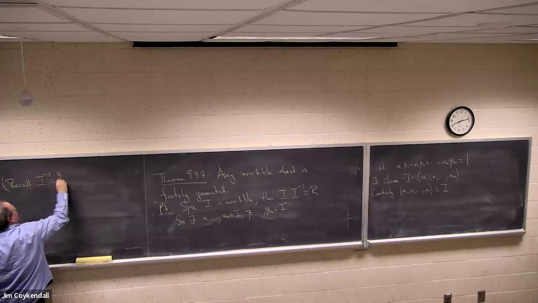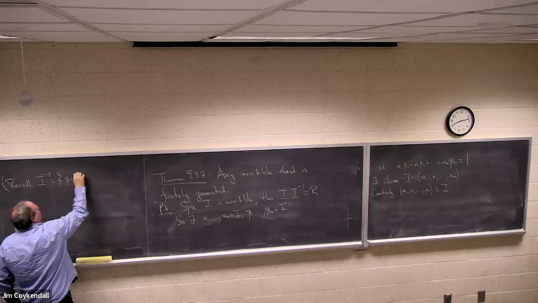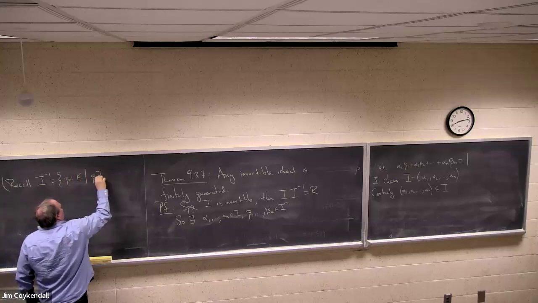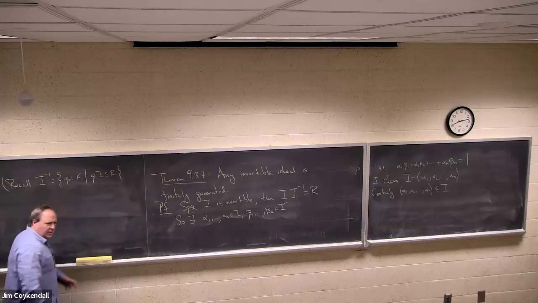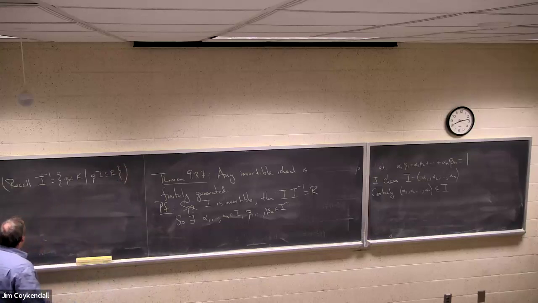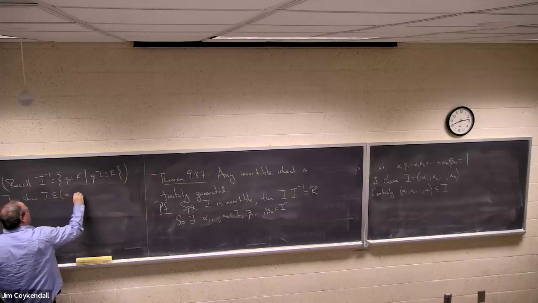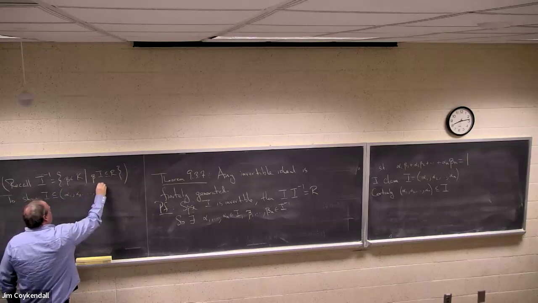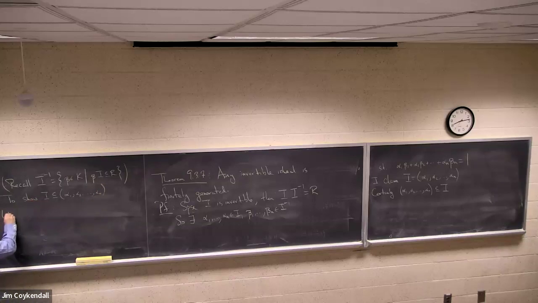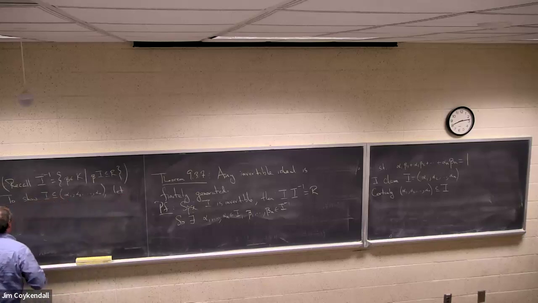Recall, I inverse is the set of beta in K such that beta I is contained in R. So let's just recall that for a moment. Now to show the other containment, let gamma be in I.